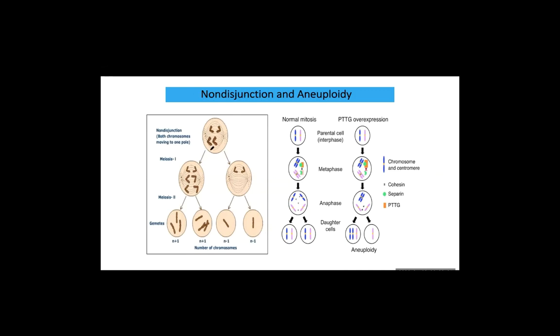So this is non-disjunction and aneuploidy. Non-disjunction can occur during meiosis, and sometimes even mitosis. When the daughter cell has an abnormal chromosome number, we call that aneuploid. This is the end of meiosis. So today's lecture, this is all for meiosis. Thank you.